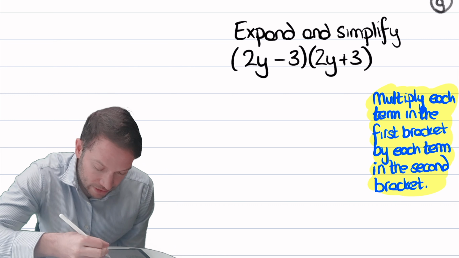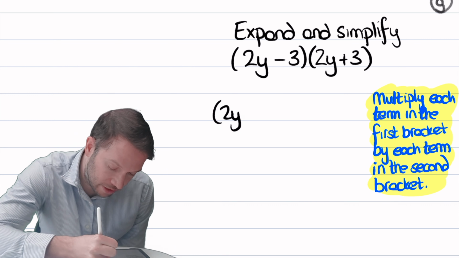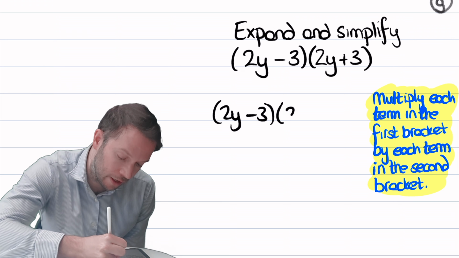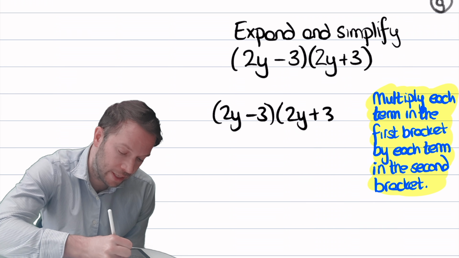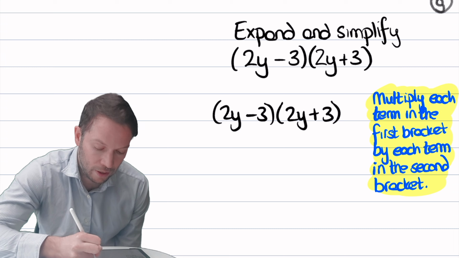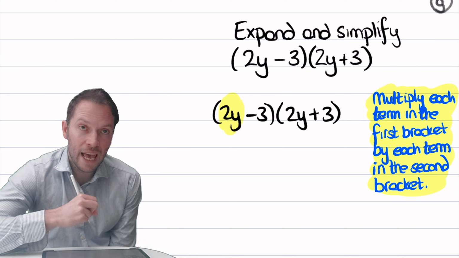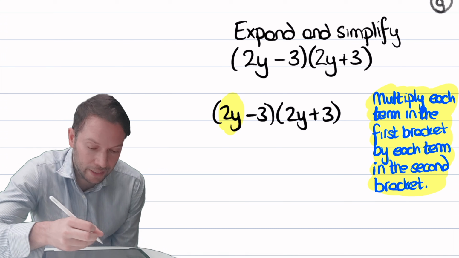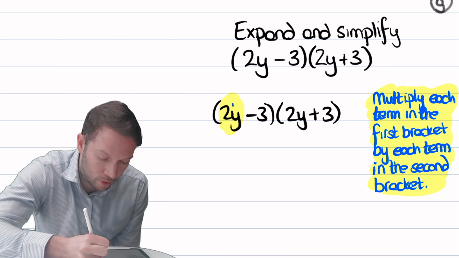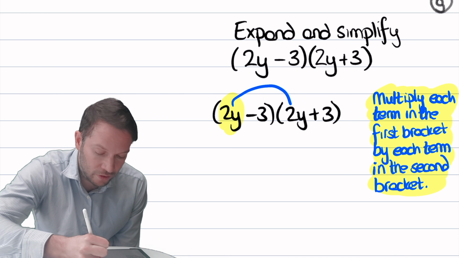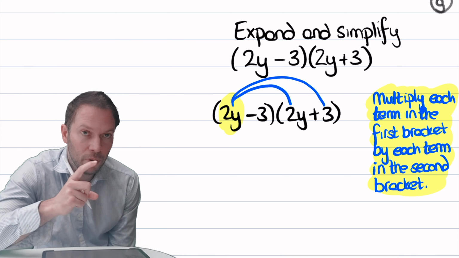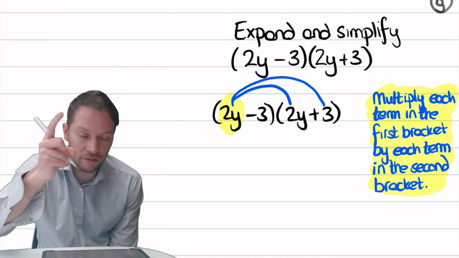The way I did it in previous videos is to focus first on the first thing in the first bracket, and multiply it by each thing in the second bracket. So I'm going to do the 2y times the 2y, and the 2y times the 3. You might find it helpful to add little arcs like this.